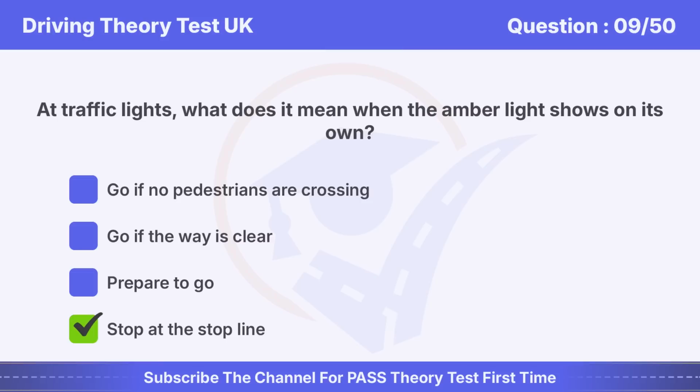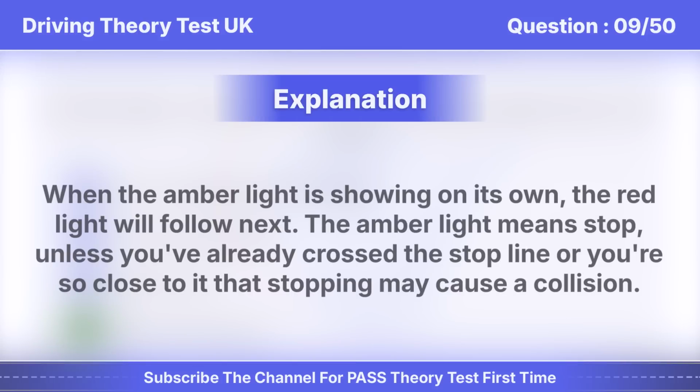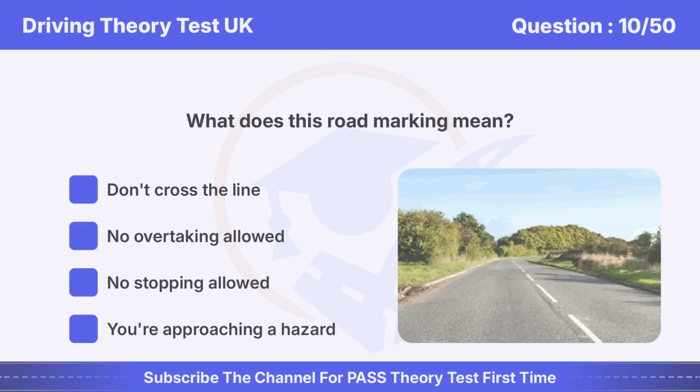Answer is D, stop at the stop line. When the amber light is showing on its own, the red light will follow next. The amber light means stop, unless you've already crossed the stop line, or you're so close to it that stopping may cause a collision.